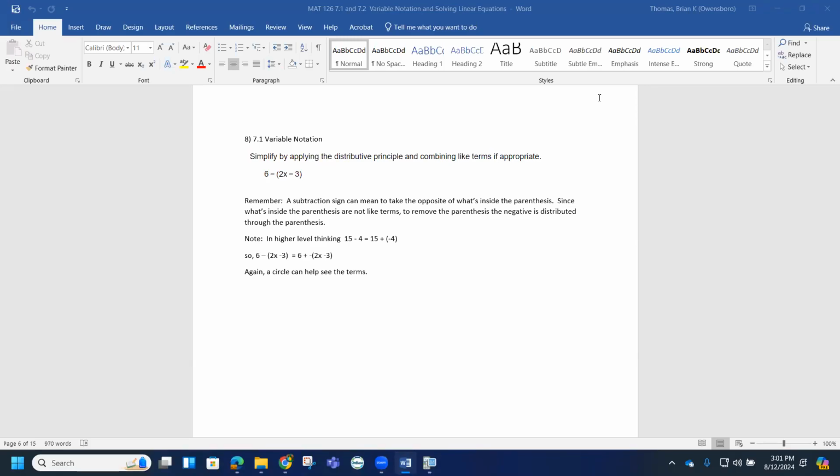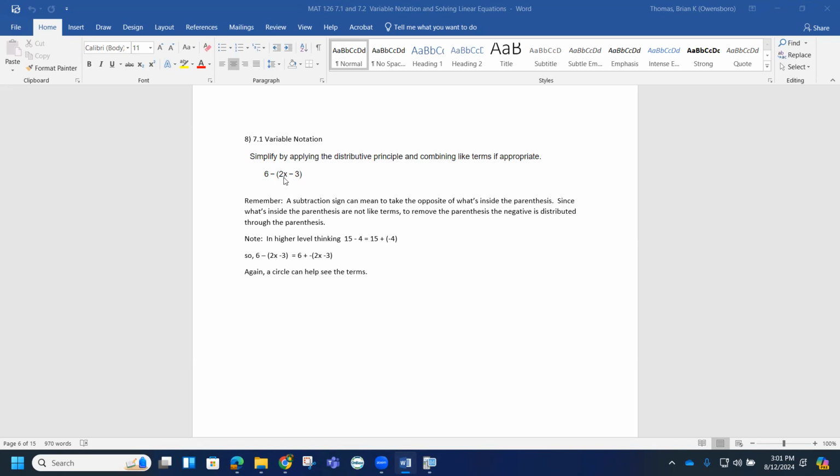As we move further into chapter 7, again, we want to look at simplifying the following problem. Simplify by applying the distributive principle and combining like terms if appropriate. So we have this expression 6 minus the quantity 2x minus 3.